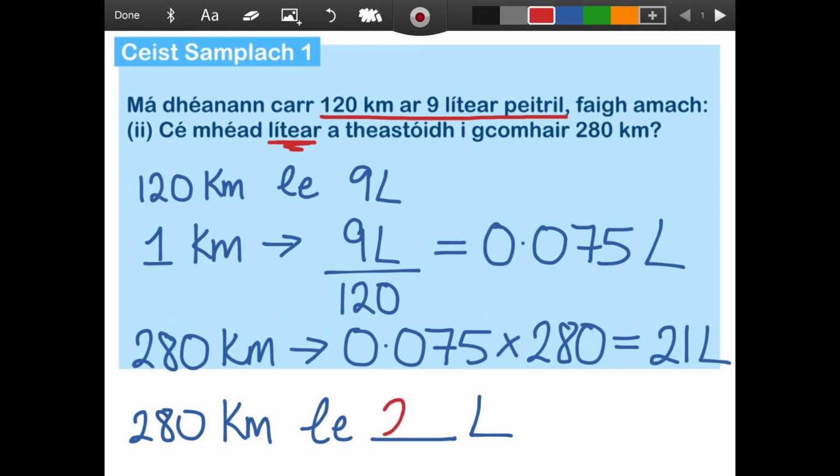So to travel 280 kilometers, the car needs 21 litres of petrol.